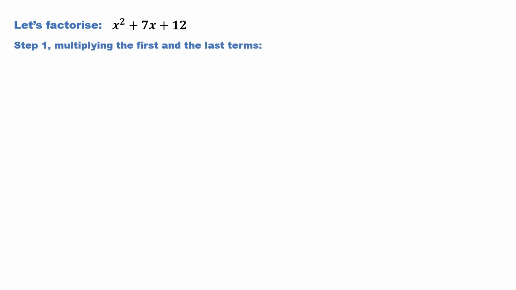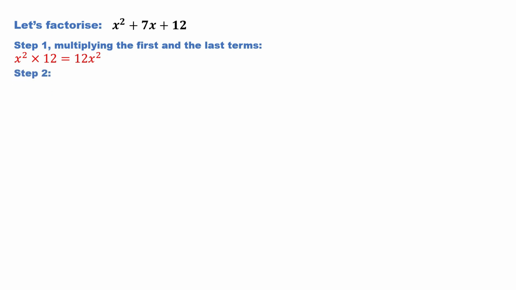Now let us do an example and follow these 4 steps in this first approach. We are given x squared plus 7x plus 12. Our first step is to multiply the first and the last terms. So here if we multiply x squared and 12, we get 12x squared.